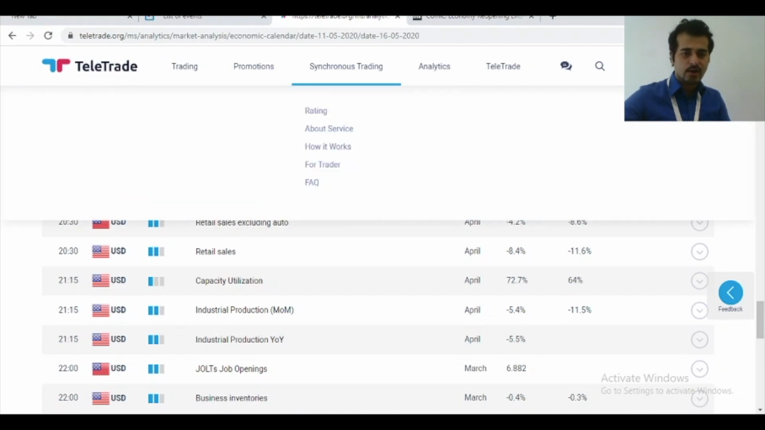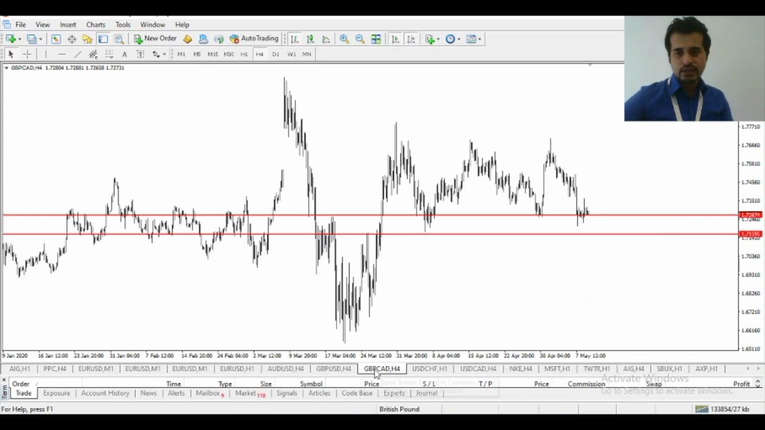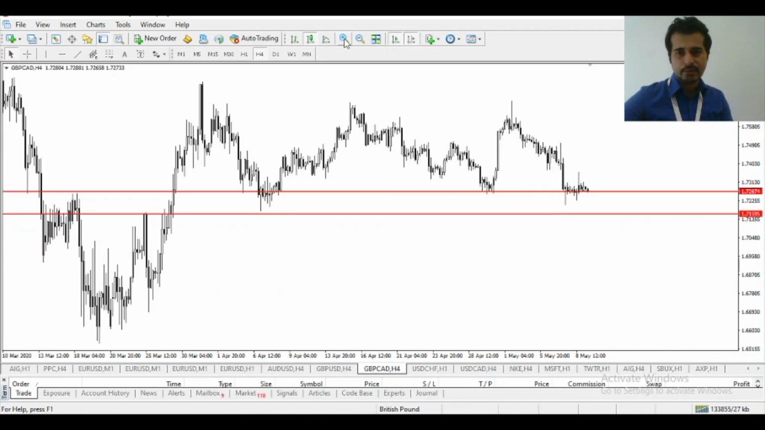All right, but however, now we can go to the price action analysis to check the GBP CAD pair. First of all, I believe that this pair is trying to break this support and fall through this support.